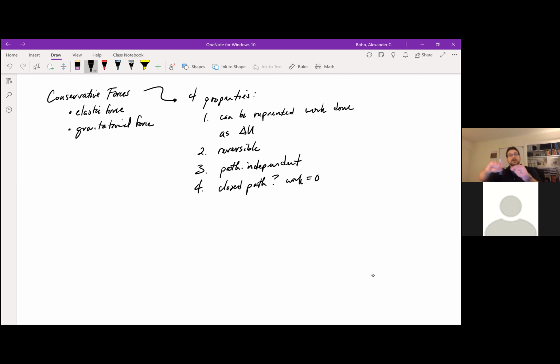Four, in a closed path, we start and we end at the same spot. However we did that, the work done by the conservative force is zero. These are the four things that are true of conservative forces as we defined them back in 231.